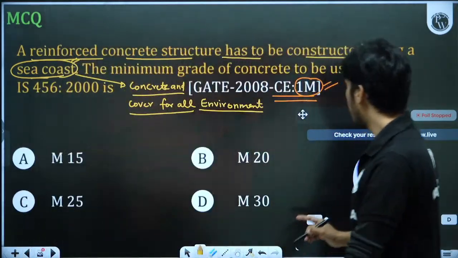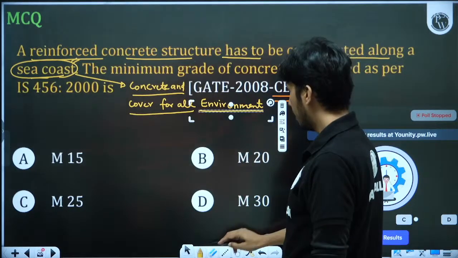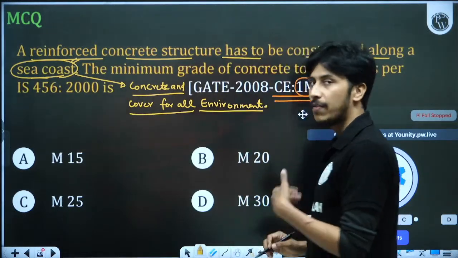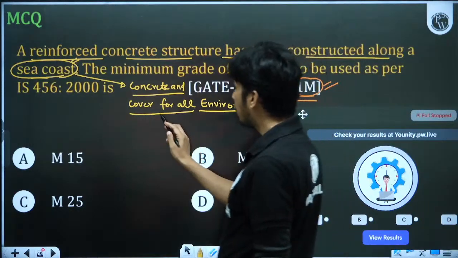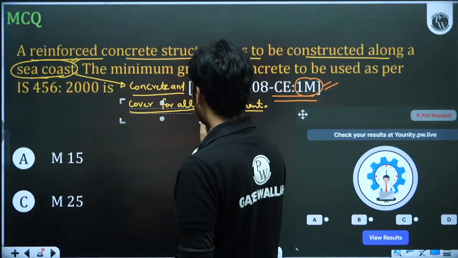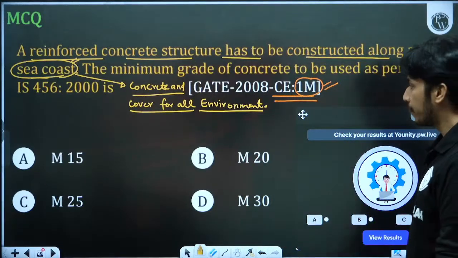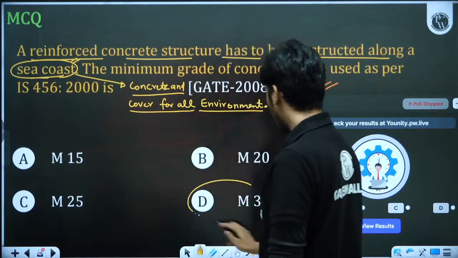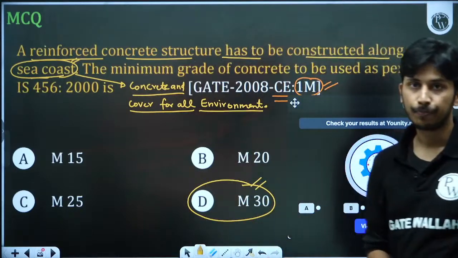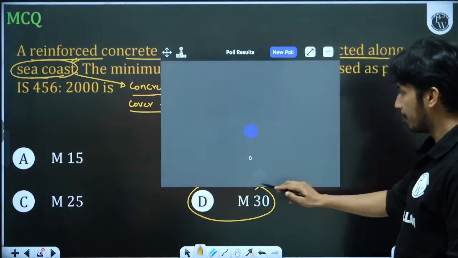This was the year 2008. In the upcoming years they have asked this again, but they asked for the cover, or for the concrete for different exposure conditions. That is why I'm saying you have to analyze the previous year questions, because in the upcoming years they will ask the same concept with different things. Here, for the sea coast, this is the severe exposure, and for severe exposure M30 is the concrete grade. So option D is the correct answer for this question.